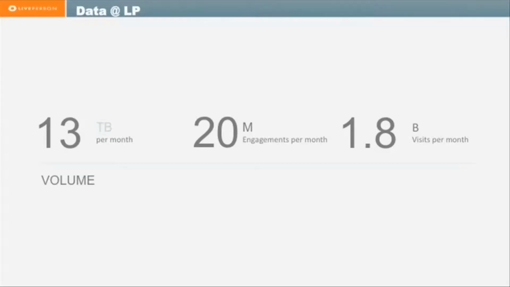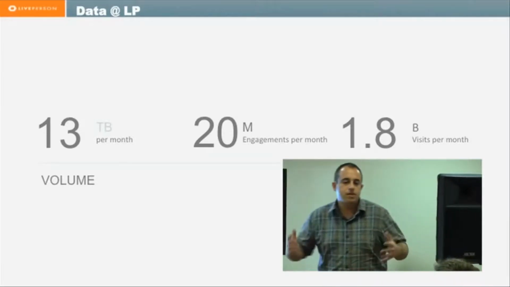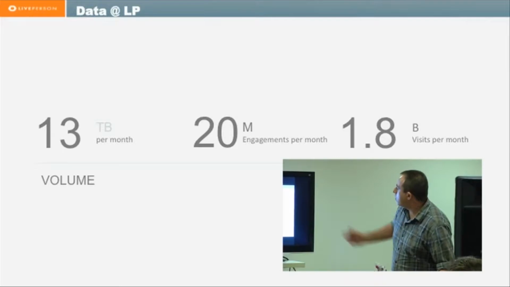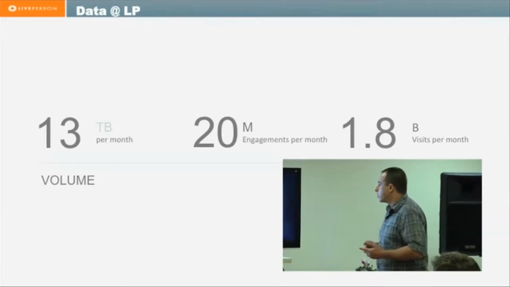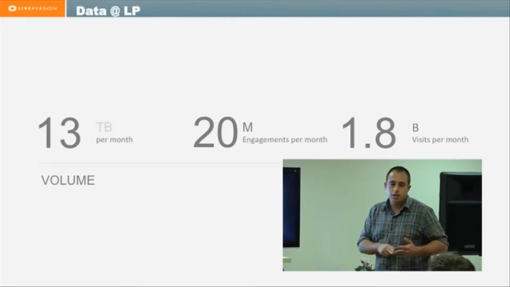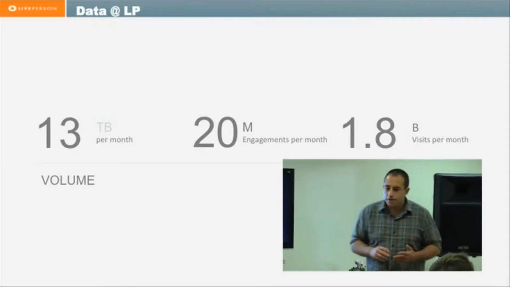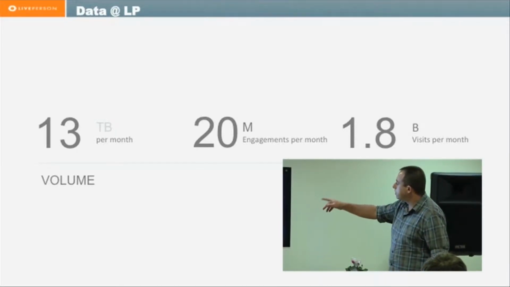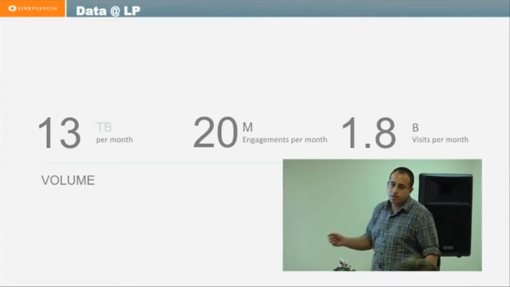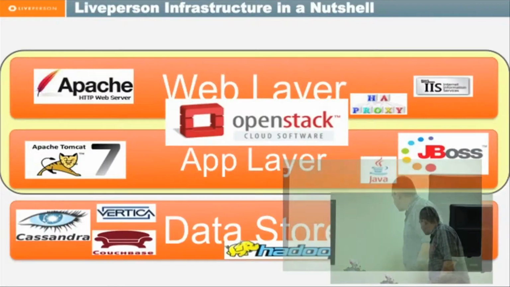A bit about the volume so that you understand later on what the OpenStack needs to deal with. We're talking about 13 terabytes of data per month. We're talking about 20 million engagements. When I'm saying engagements, I'm talking about chat, video, and voice. And we're dealing with 1.8 billion visits per month in our customers' sites.